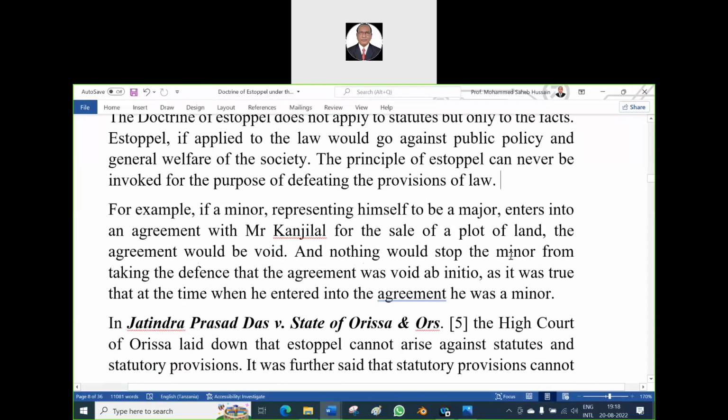For example, if a minor representing himself to be a major enters into an agreement for the sale of a plot of land, the agreement would be void. The reason is that a minor cannot enter into an agreement, a minor cannot enter into a contract. And nothing would stop the minor from taking the defense that the agreement was void ab initio. It was true that at the time when he entered into the agreement, he was a minor.